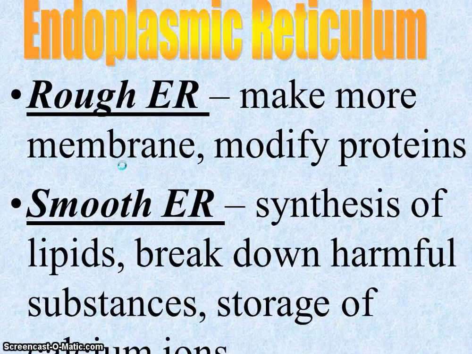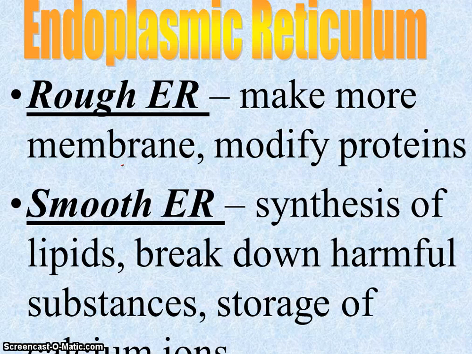So we have the two types, the rough ER and the smooth ER. The rough ER has ribosomes attached to it. It does allow the cell to make more membrane, and it also helps to make protein. Smooth ER does not have any ribosomes attached to it, and this makes lipids. It helps break down harmful substances, and it also stores calcium ions. So it's very important in its function. Okay, especially like in the human liver, it will break down things like alcohol and such.